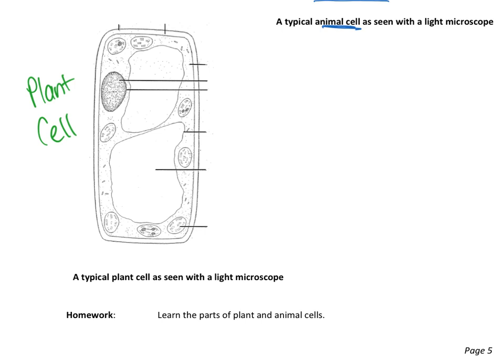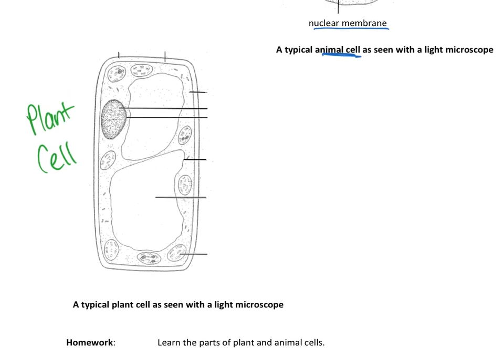The next cell diagram on page 5 is a typical plant cell. It looks a little different than our animal cell. It has more structures, so it looks a bit more complicated, and there are more parts to learn here, so just be careful with this. Again, this is a typical plant cell. Not all plant cells will look like this. For example, we saw our onion cell actually doesn't look like this. There are a couple of structures that are missing from an onion cell, and we'll talk about that in a wee second. But this would be your typical plant cell.